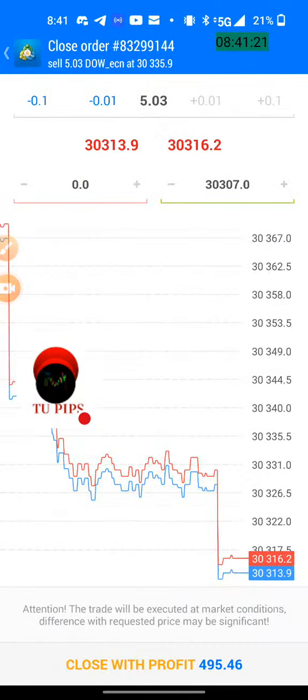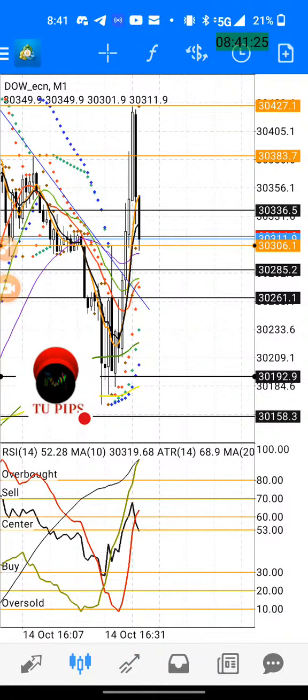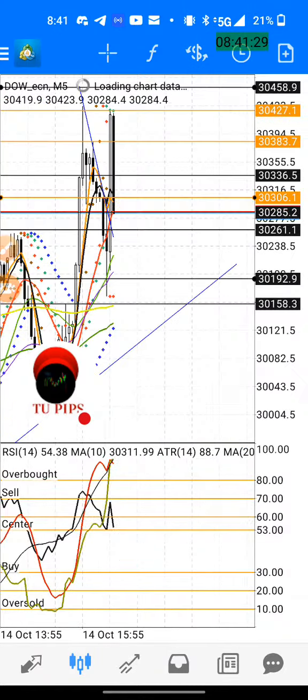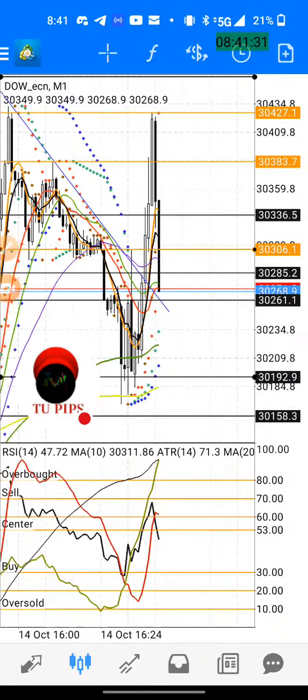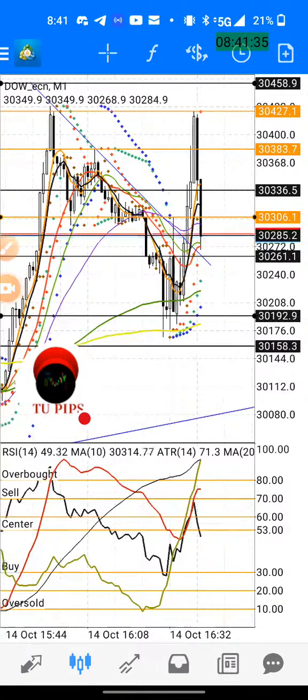Okay, we'll take that. We'll take that. Oh, look at it coming down to the trend line. Y'all see that? Come and respect that trend line.